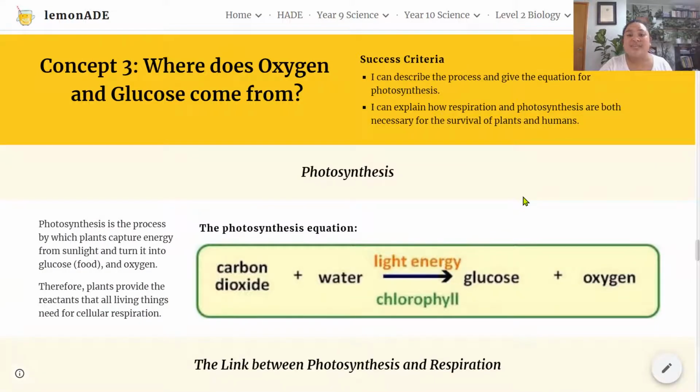So that's the end of this lesson. By now you should be able to describe the process and give the equation for photosynthesis. And you should be able to explain how respiration and photosynthesis are both necessary for the survival of plants and humans.